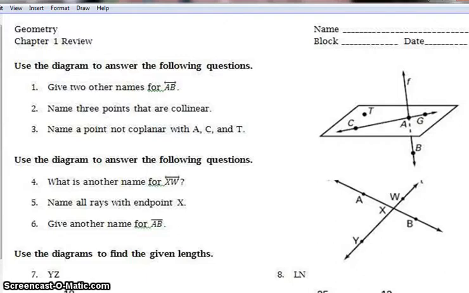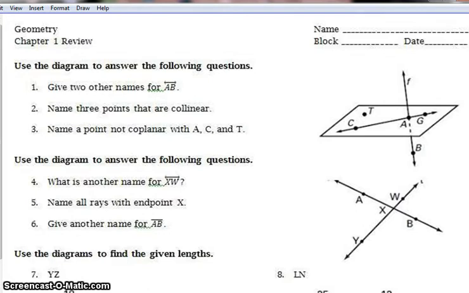Alright, in this video I'm going to work out the first 6 problems from your Chapter 1 test review. So first the direction says use the diagram to answer the following questions. And we're looking at the diagram to the right. We're going to look at this diagram over here. And the first question says give 2 other names for line AB.